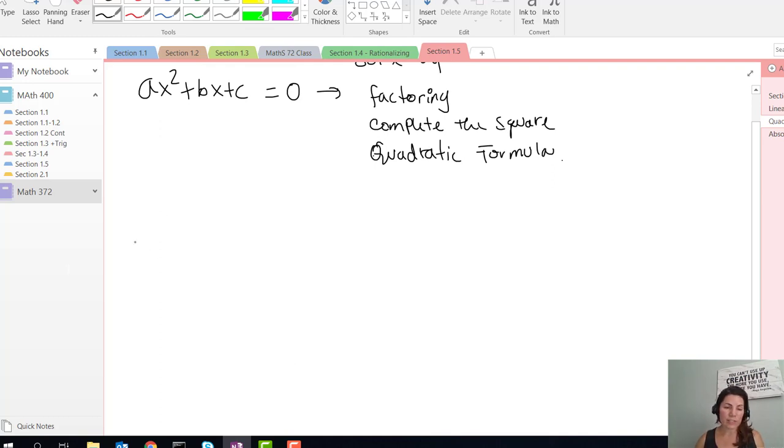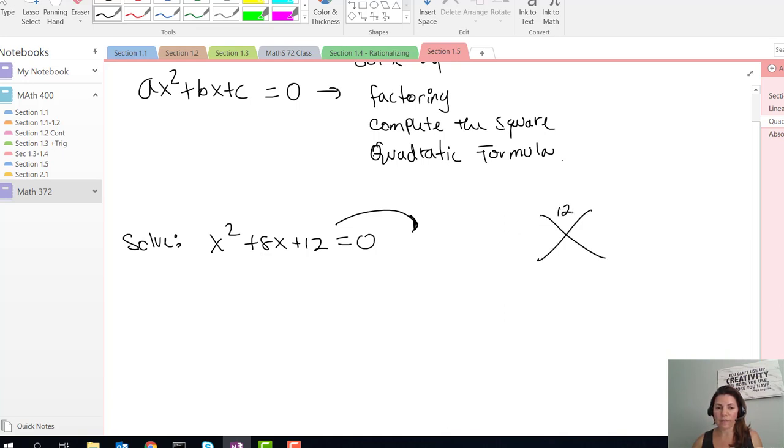With factoring, for example, say I have: solve x squared plus 8x plus 12 equal to 0. Here, first we want to see, can we factor it? We go from our study in section 1.3 of factoring. I'm looking for two numbers whose product is 12 and whose sum is 8. Are there two such numbers? Yes, the numbers are 6 and 2.